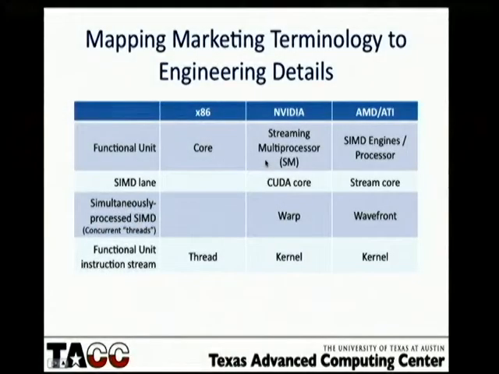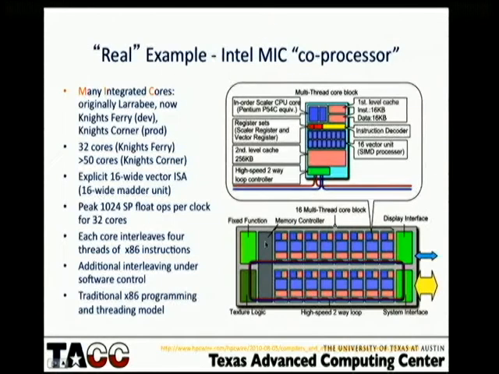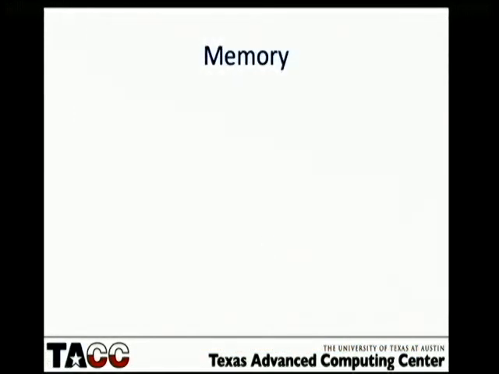Just so you have it in your slide deck, here's some terminology that changes. Getting back to the name changes, x86 will call it a core, NVIDIA will call it an SM, and AMD will call it a SIMD engine. You see how they have different names, but a vector lane in an x86 core is more like a CUDA core or a stream core. I just wanted to give you a slide on that. All right, so that's a look at real systems and how they happened.